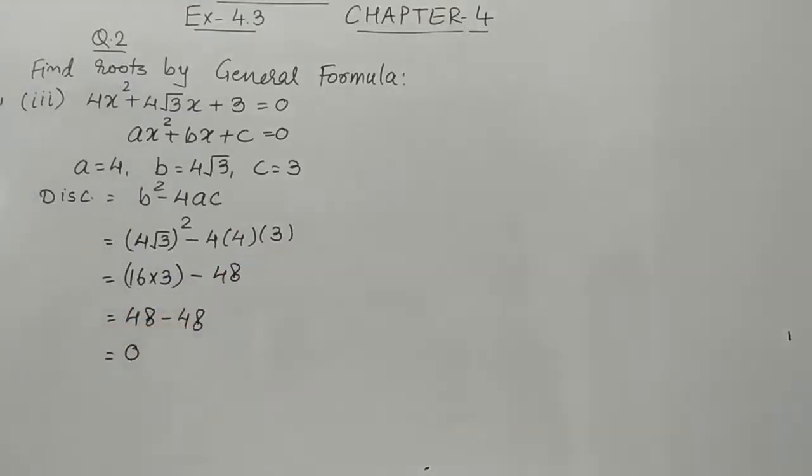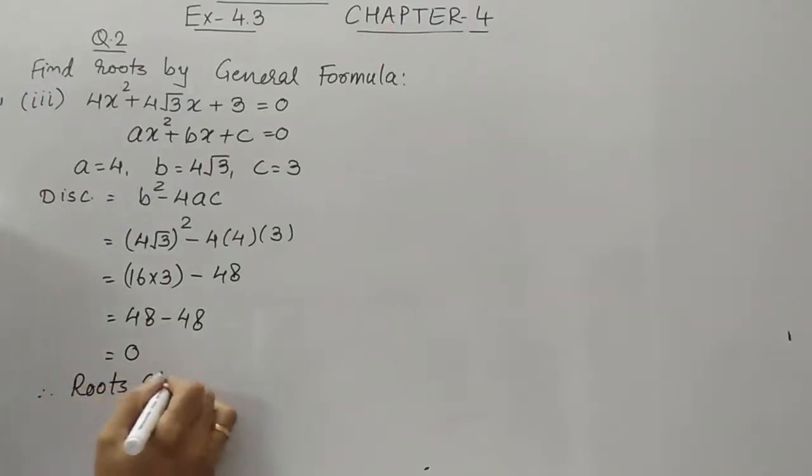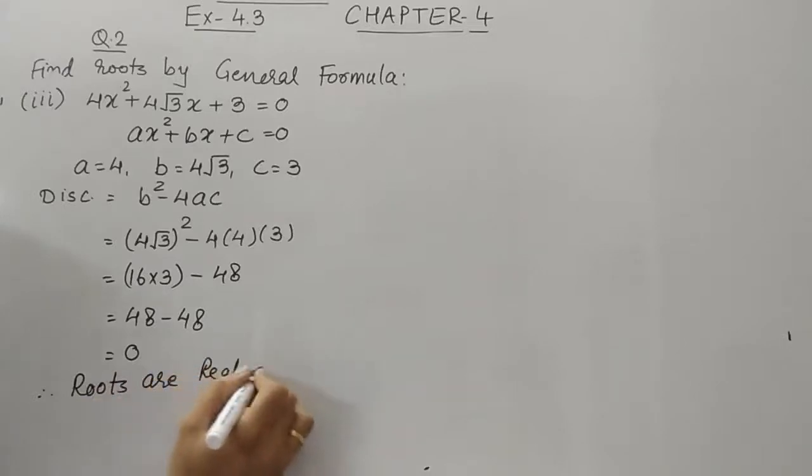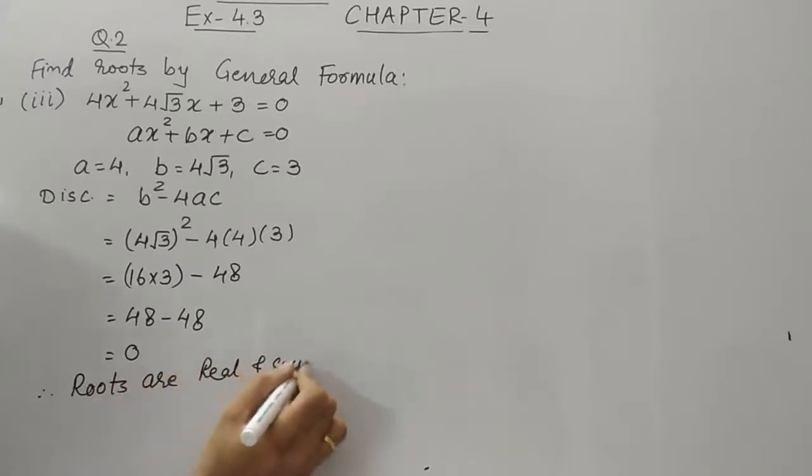So now recall what we have done. When we obtain 0, we can say the roots we obtain are real and equal because it is a perfect square trinomial. This is a perfect square trinomial. So let's note it down.